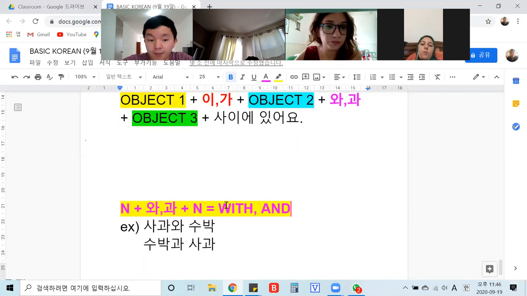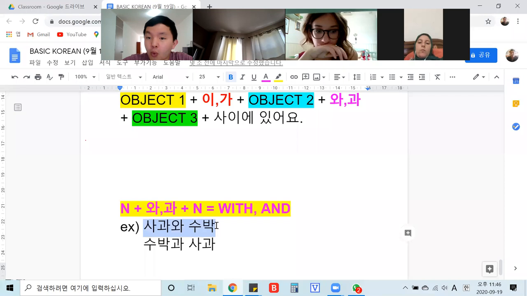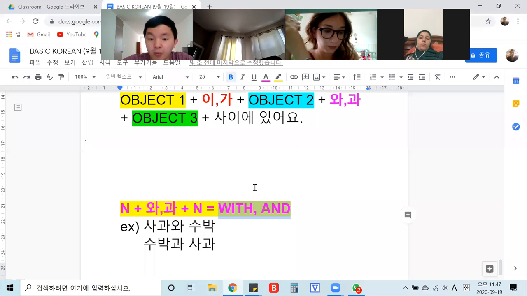So here's an example: 사과와 수박. 사과 means apple, and 수박 means watermelon. So you can translate it as apple and watermelon, or apple with watermelon. Remember, the meaning of 와/과 can be with and and, both. Well, let me teach you several more things, extra. Let me change the color.